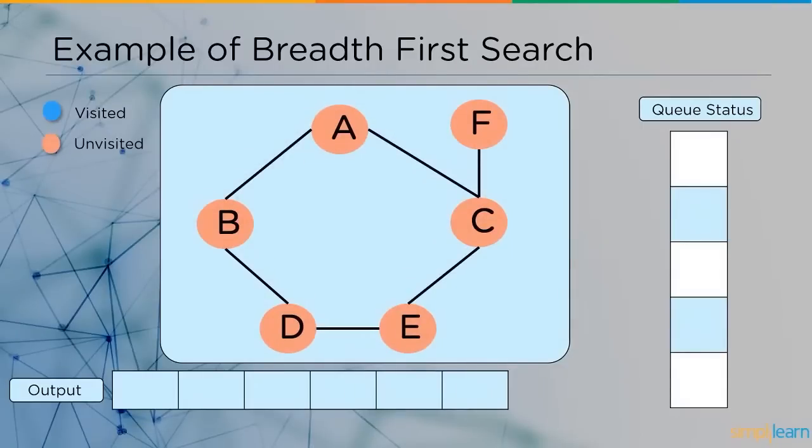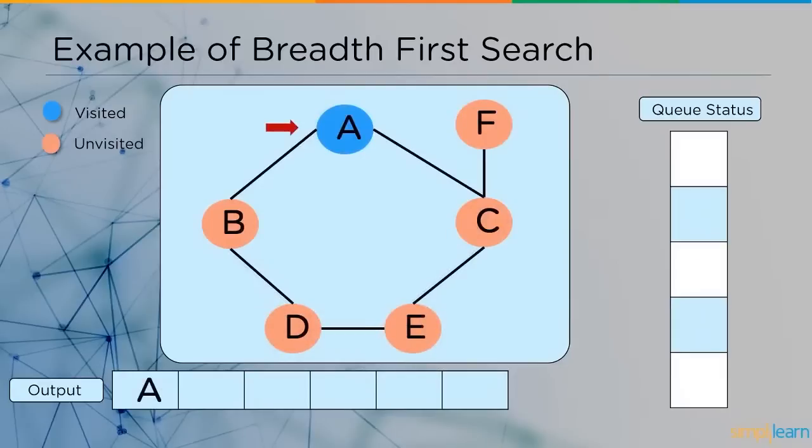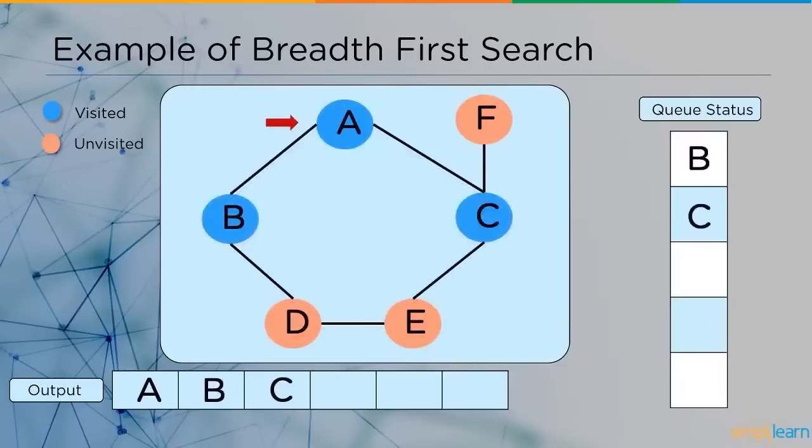As a result, we'll have node A, which is added to the output and marked as visited. We must verify all the unvisited adjacent nodes of A, that is node B and node C, and add B and C to the output and enqueue them to the queue according to the breadth first search algorithm. Then we'll look at any node between B and C. We'll start with node B. Node D is unvisited and adjacent to node B, so we'll add node D to the output and queue. And since node B is now visited, we'll dequeue it.